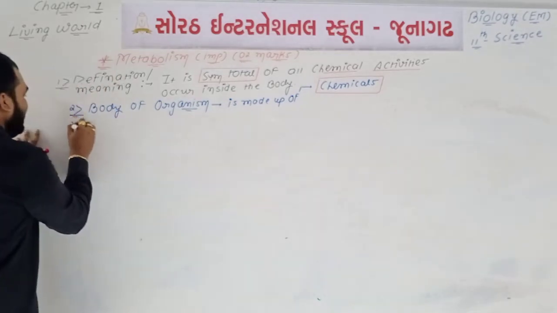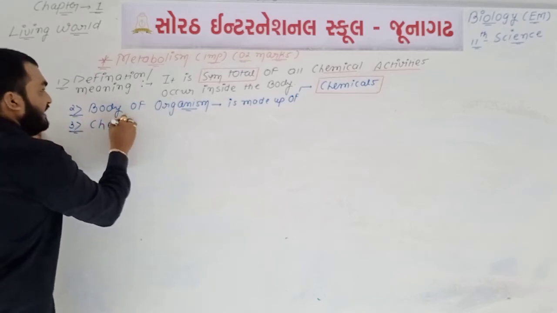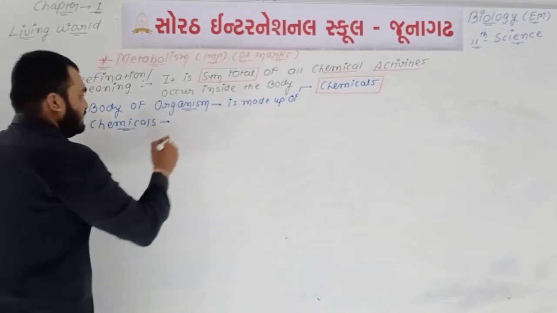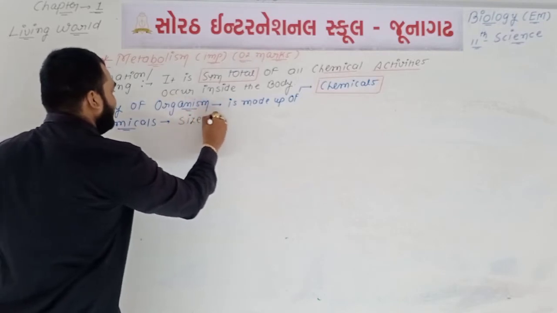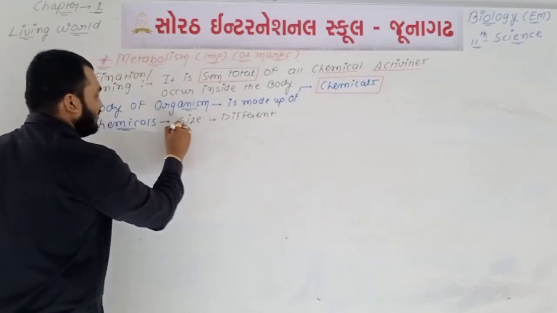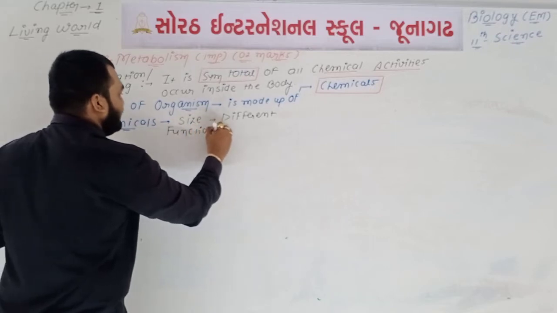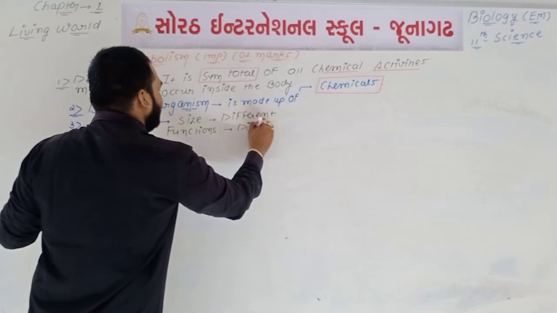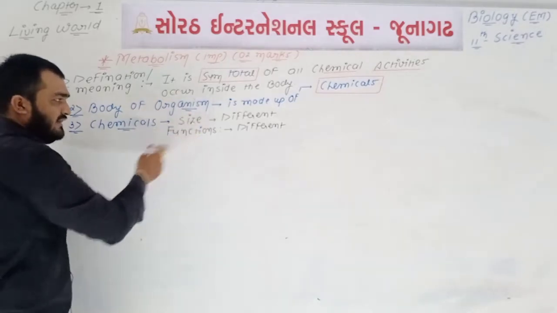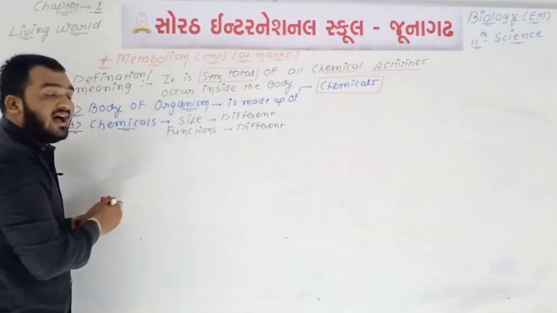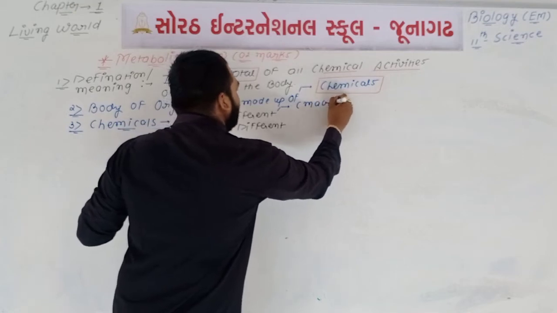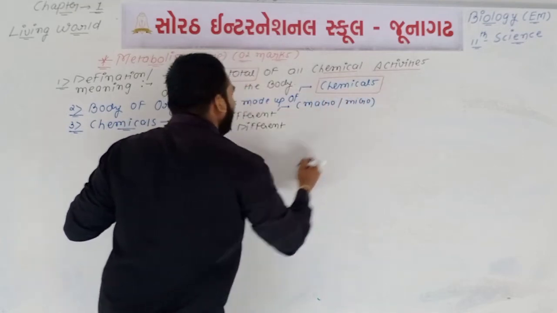Point number 3, these chemicals are different in size, so the size of all these chemicals will be different. The functions of these chemicals will also be different. For example, by size, some are macromolecules while others are micromolecules, depending upon their size.